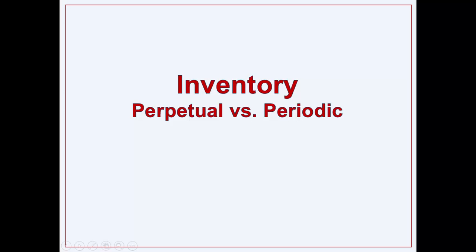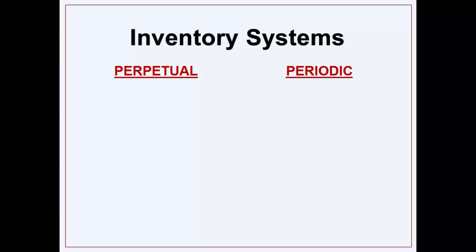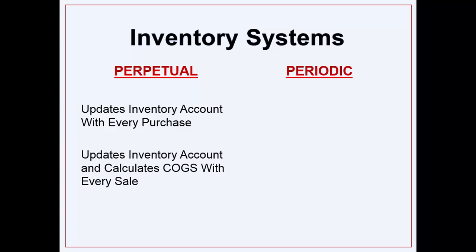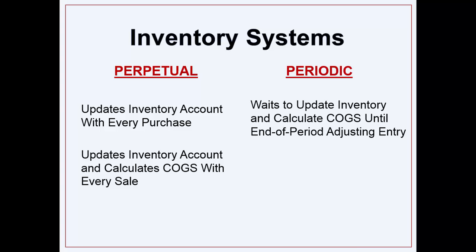This will be a review of the differences in handling inventory, the differences between a perpetual and a periodic system. Under a perpetual system, you're updating your inventory account with every purchase, and you're also updating that same inventory account at the time of every sale, as well as always recording cost of goods sold immediately at the point of the sale.